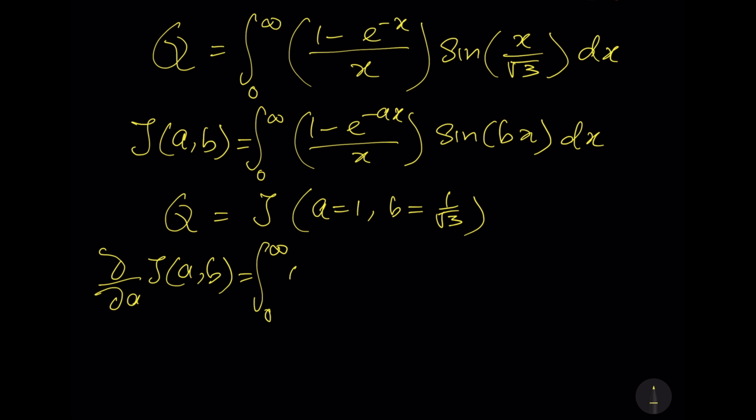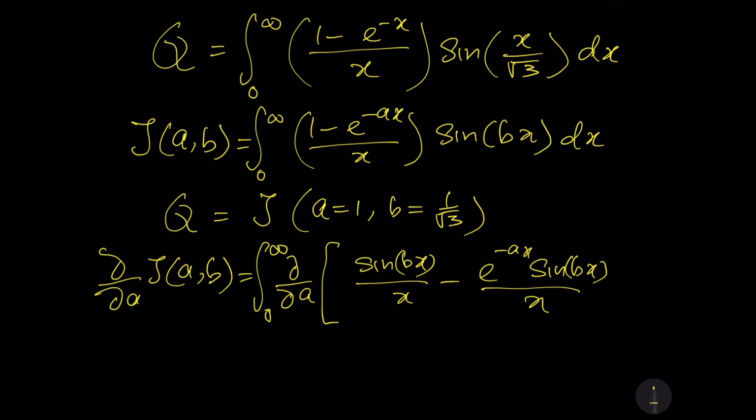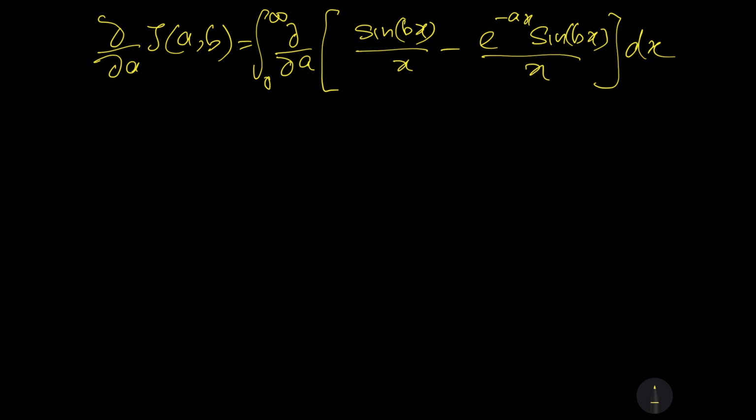For the integrand on the right hand side, before partial differentiation, let's expand it into two parts. Part number 1, sin bx divided by x. Part number 2, minus e to the power negative ax multiplied by sin bx divided by x. The left hand side can be simplified as J prime (a, b) equals the integral from 0 to infinity. There is no a in part number 1, so differentiating over a gives 0.